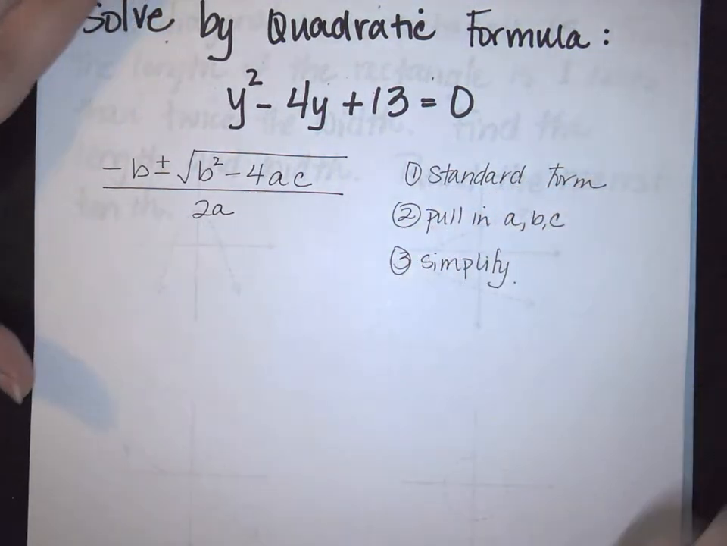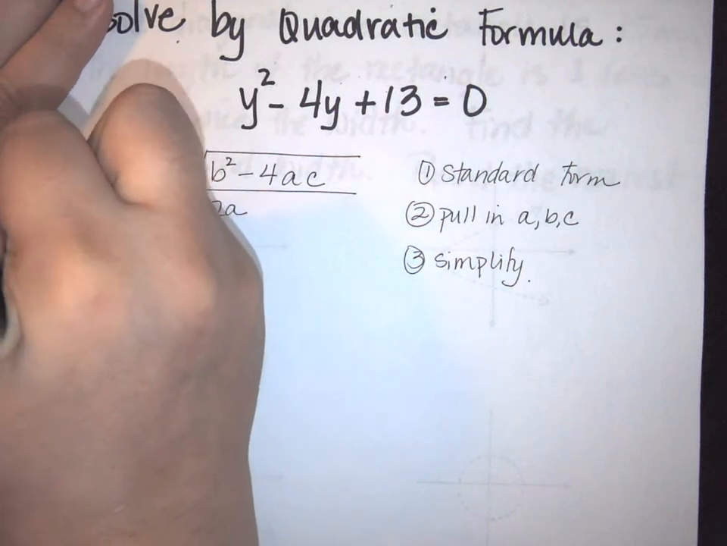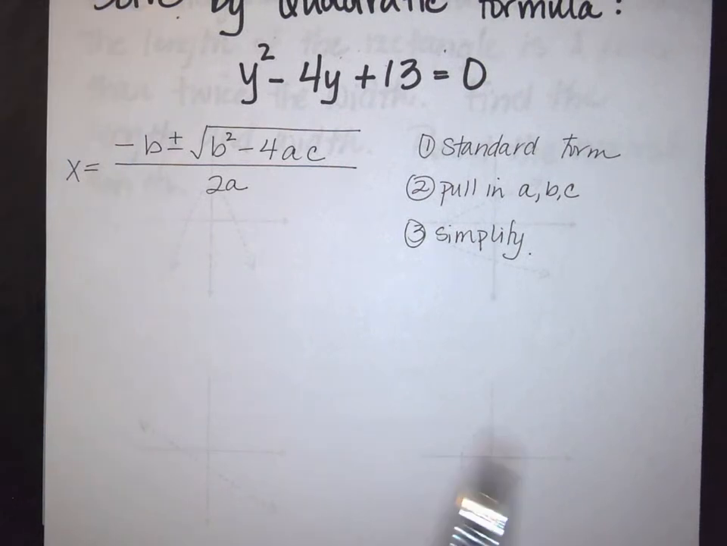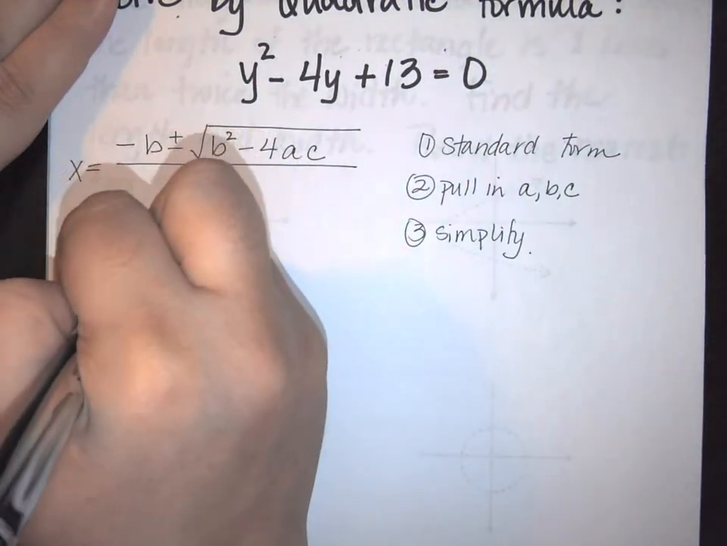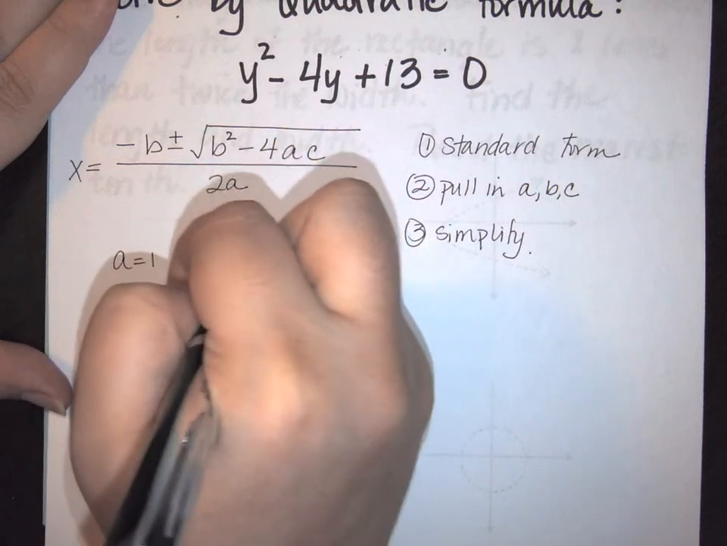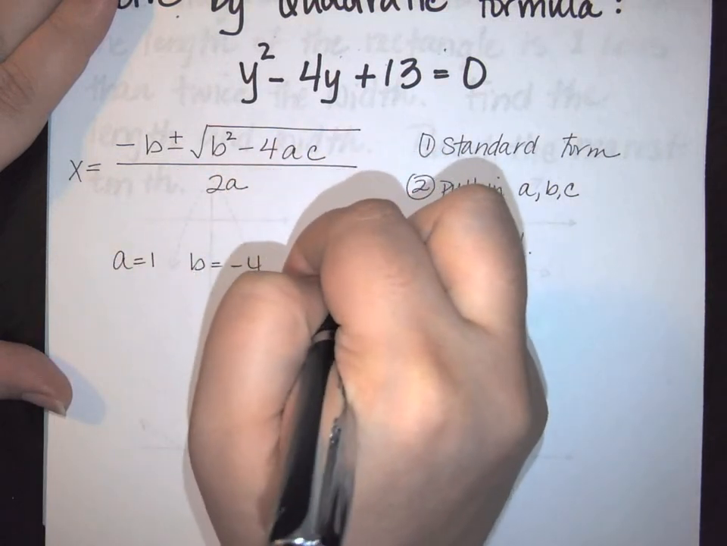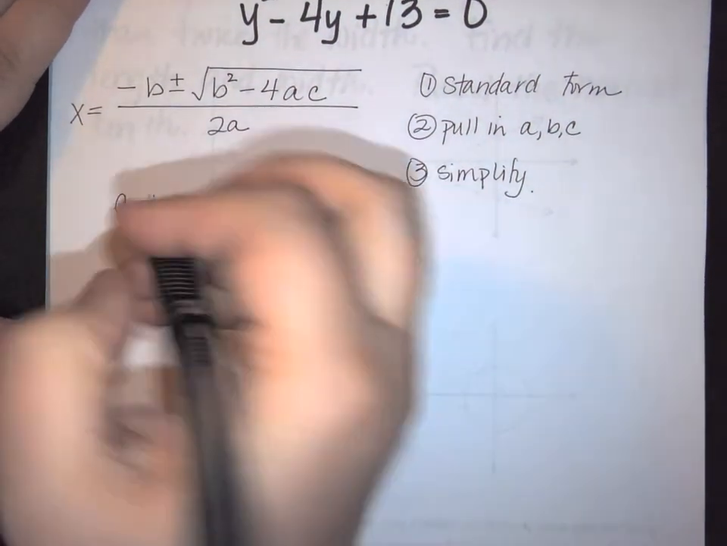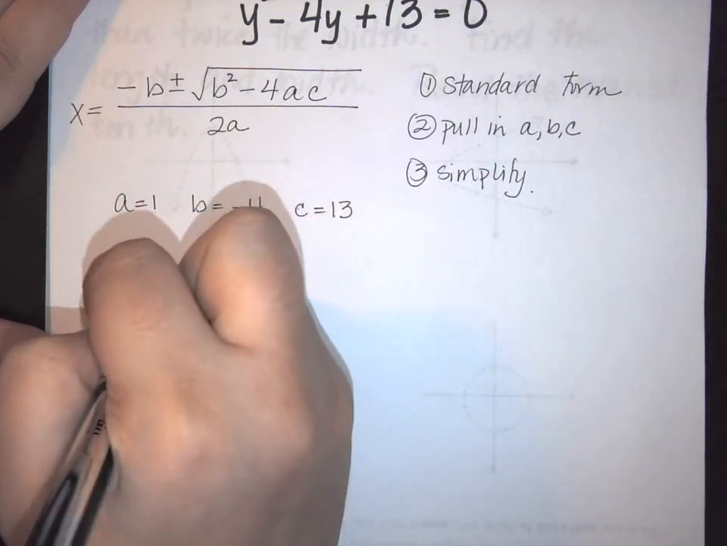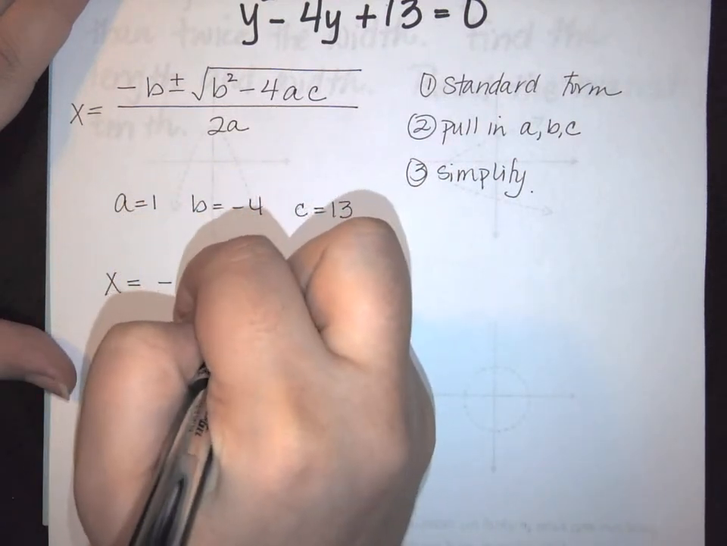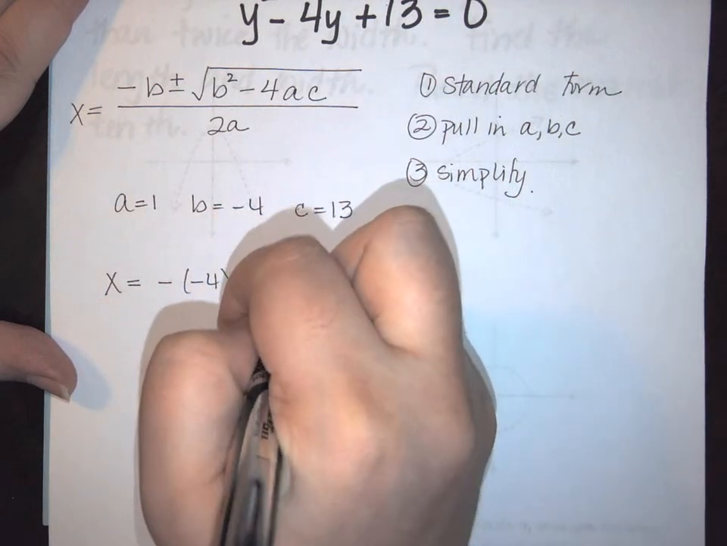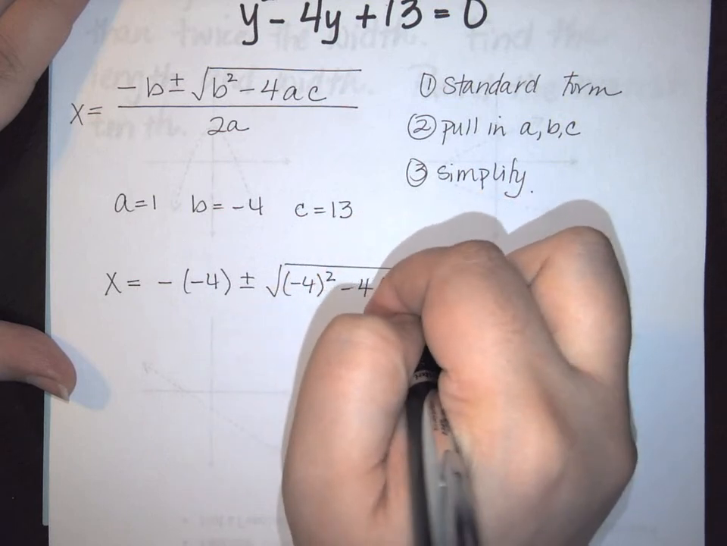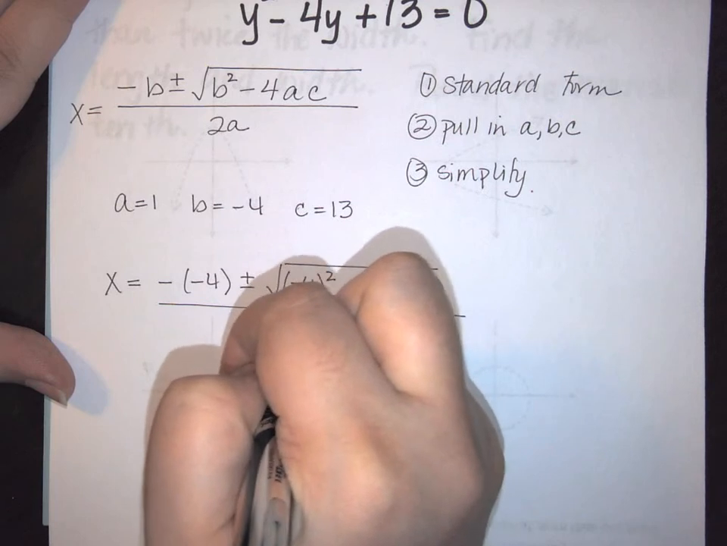Now the reason why those are our steps is because our formula is technically x equals. So we have already solved, we just have to plug and chug. In our problem here, we have that A is equal to 1, B is equal to negative 4, and C is equal to 13. Now the other thing that we have is we plug those values in. So here we've got x is equal to negative of the negative 4 plus or minus the square root of negative 4 squared minus 4 times 1 times 13, all over 2 times 1.